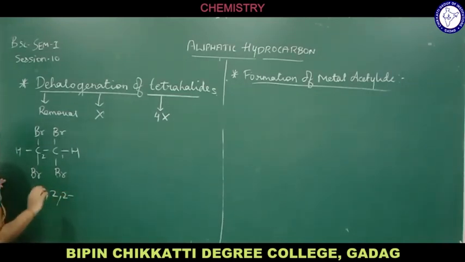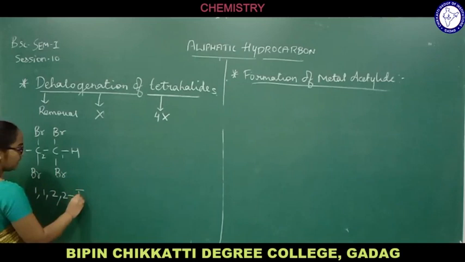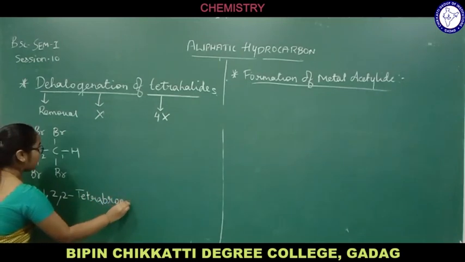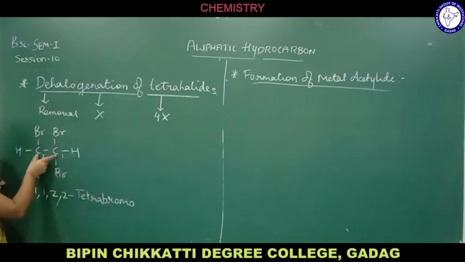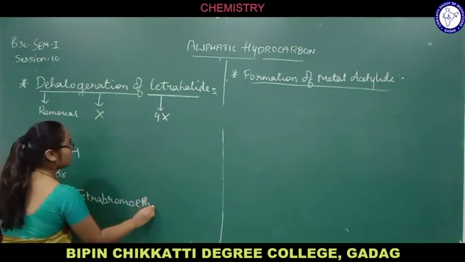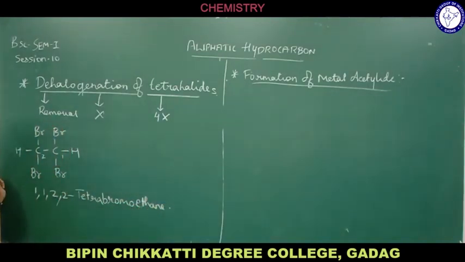So how many total halo groups are there? How many total similar groups are there? 4, so the prefix would be tetra. Tetrabromo. And what is the name of the parent alkane? Why am I supposed to take alkane over here? Because here it is a single bond. So between the carbons you can see a single bond is present. Therefore its name would be ethane, because the 2 carbon containing parent alkane is ethane. Okay, so 1,1,2,2-tetrabromoethane is the IUPAC nomenclature for this given tetrahalide-oriented organic compound.